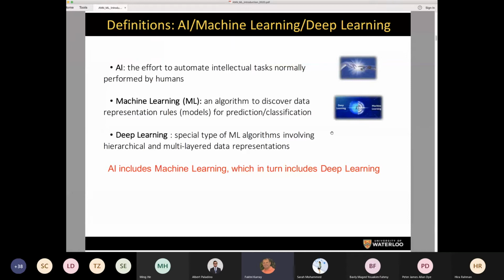Machine learning is a subset of artificial intelligence, and is an algorithm or a set of algorithms that are meant to discover data representation rules or models, which we also call knowledge, for prediction and classification. So that's the very general definition of machine learning. I will provide a little more generic definition of machine learning in the form of tasks, experiments, and repetitive tasks for improving the experiment and the outcome.